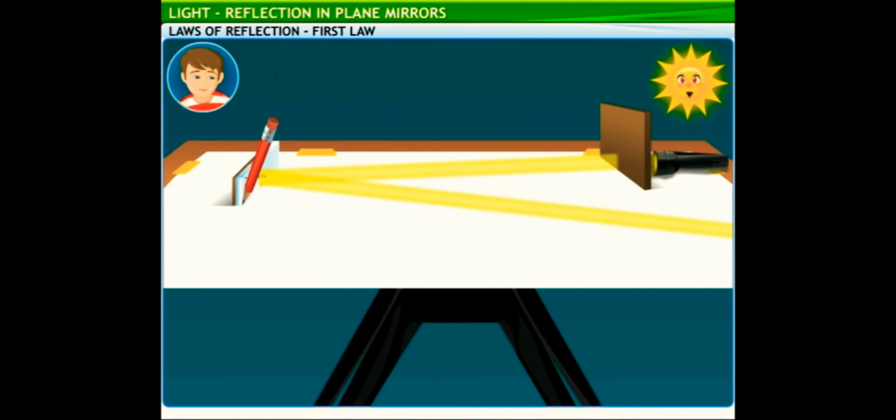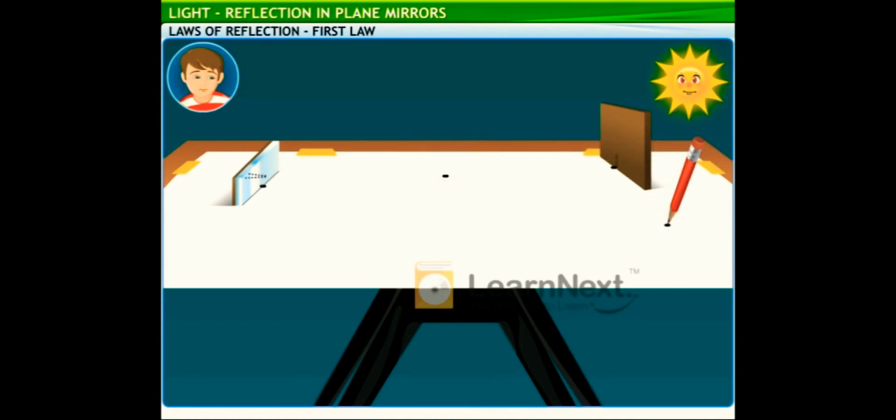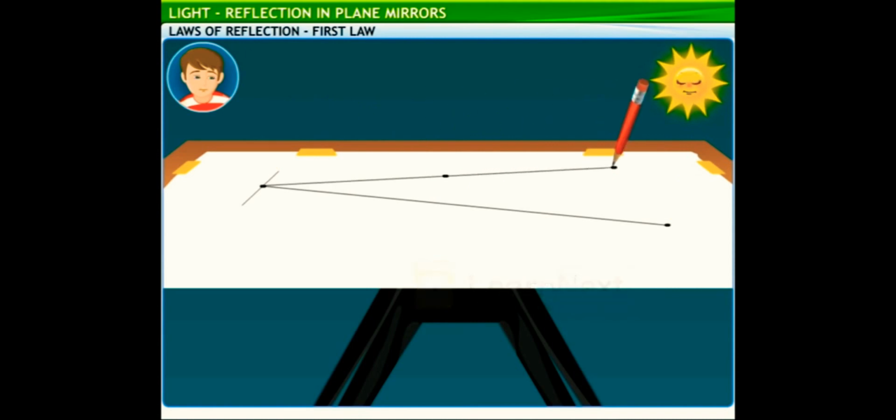Now, we draw a line on the paper along the mirror to mark its position. We mark some points on the path of the incident ray from the torch to the mirror. Similarly, we mark the path of the reflected ray. Now, let's remove the torch, cardboard, and mirror and join the points. Can you see where these lines intersect?